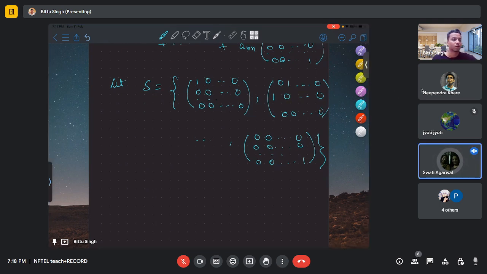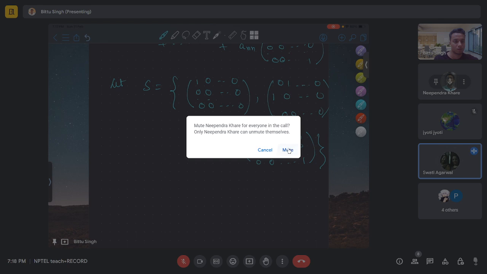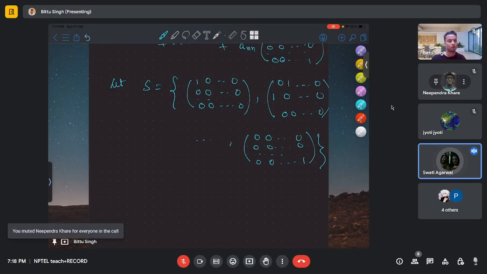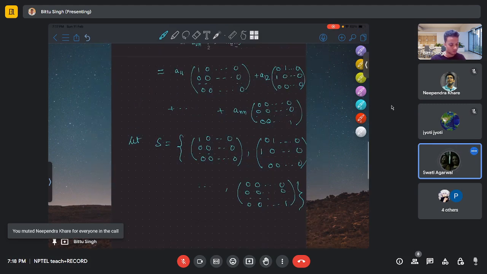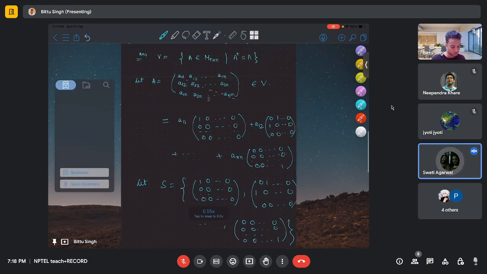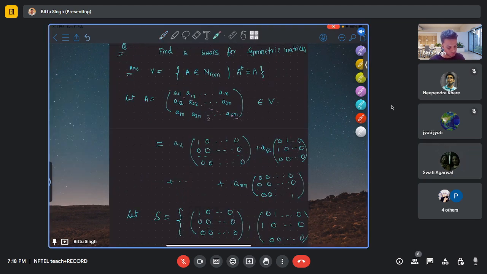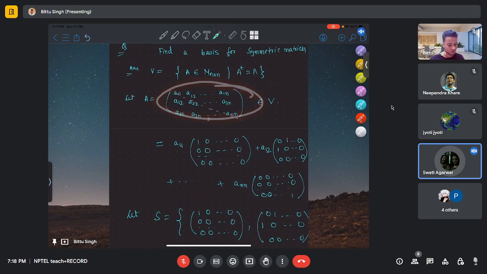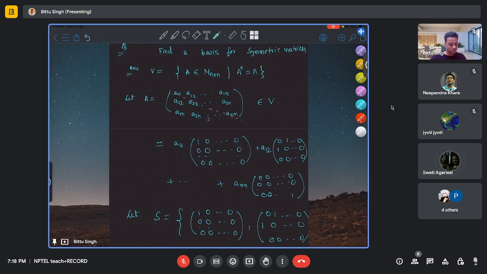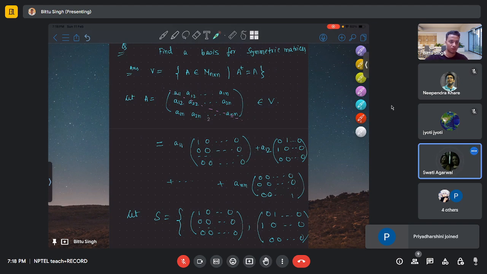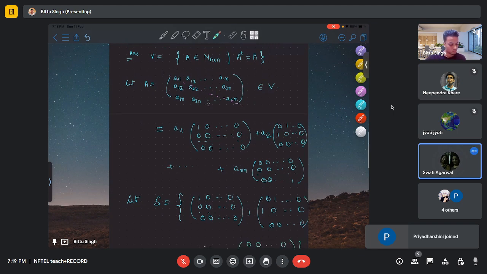Above this, the sum which we have written, like A11 plus A12 plus like that. That's not a determinant, right? This is a matrix. So we have expanded this matrix in the sum form of some other matrices, which are linearly independent matrices. Yes. Okay, fine.